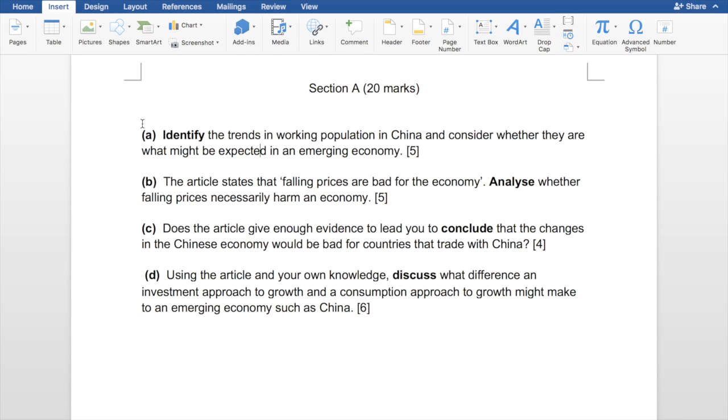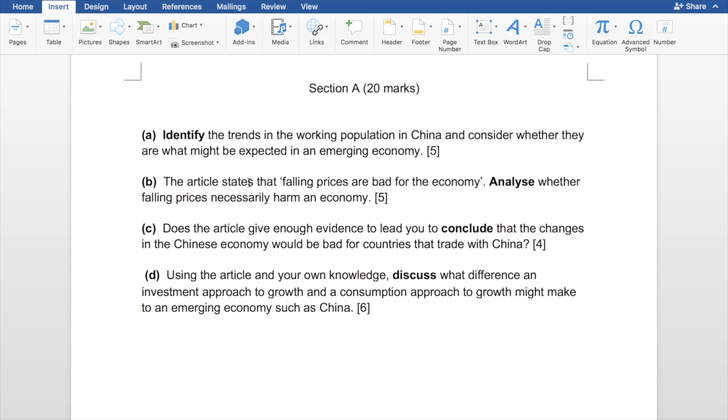I'm now going to go over each question individually and try to figure out what information I'm going to need as I start reading the case. So for A, I need to identify the trends in working population in China and consider whether they are what might be expected in an emerging economy. So that means I will probably have to take a look at some kind of labor force statistics and then use that information to assess the changes using specific data, and then from there, analyzing a trend.